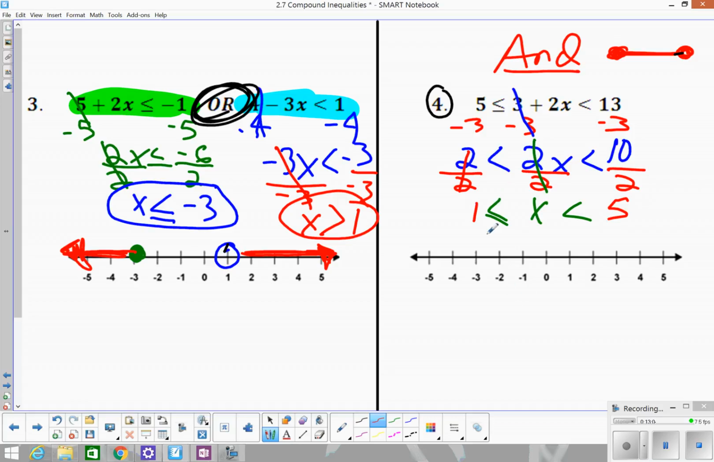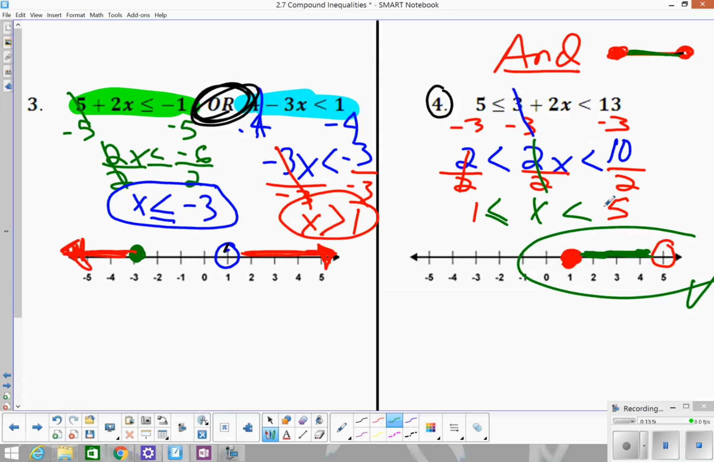So I want a closed circle on the value of 1, because that's less than or equal to. Then I want an open circle on the value of 5, because the 5 is associated with just a less than, so that's x is less than 5. Very good. Now, if I know it's an "and," I want to shade in the middle, so I'm just going to shade in the middle like such. And then that is going to be my answer.